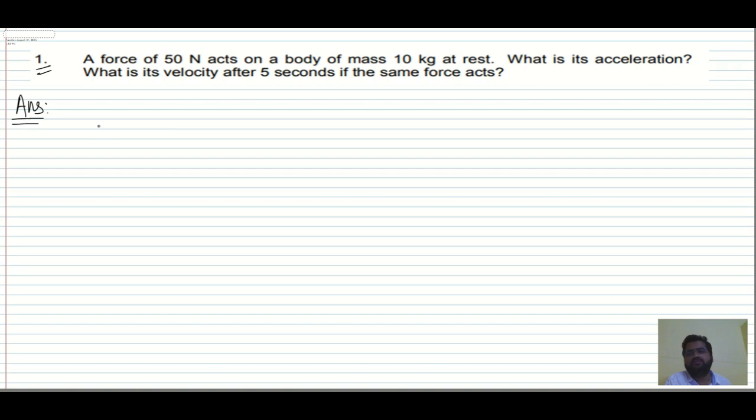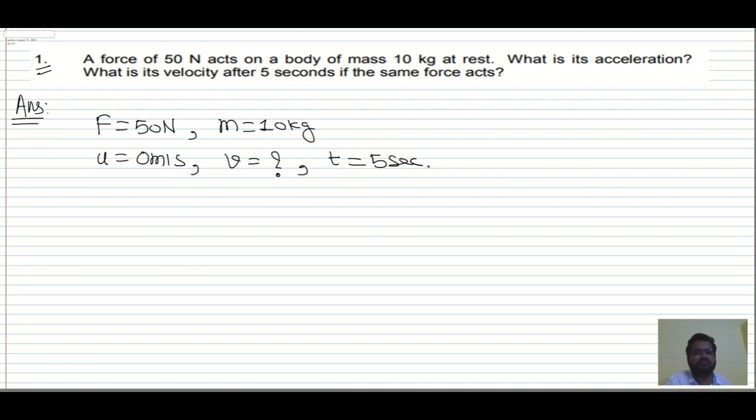So over here, force is given and that is 50 Newton, mass is given that is 10 kg. Initially, that mass is at rest, which indicates 0 meter per second, and finally, what is the velocity we want at time t equal to 5 seconds. So yes, I am taking very basic questions over here, but these questions will be beneficial for the advanced level questions also, right? So over here, force is equal to mass into acceleration, we know, right?